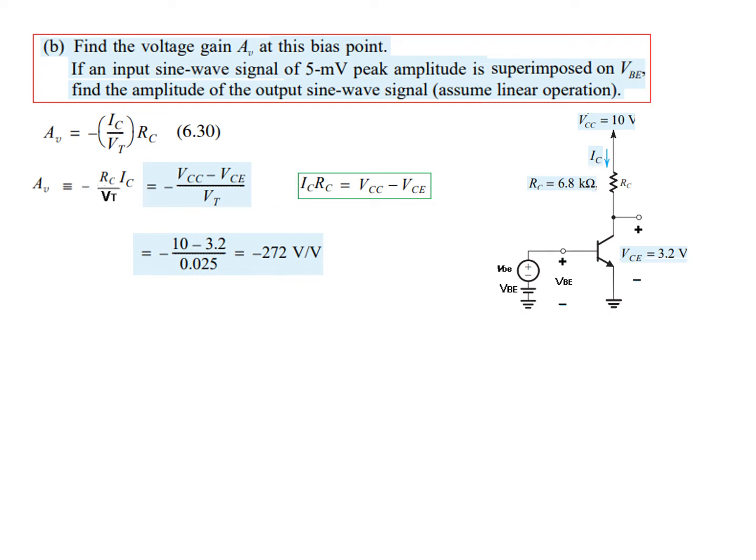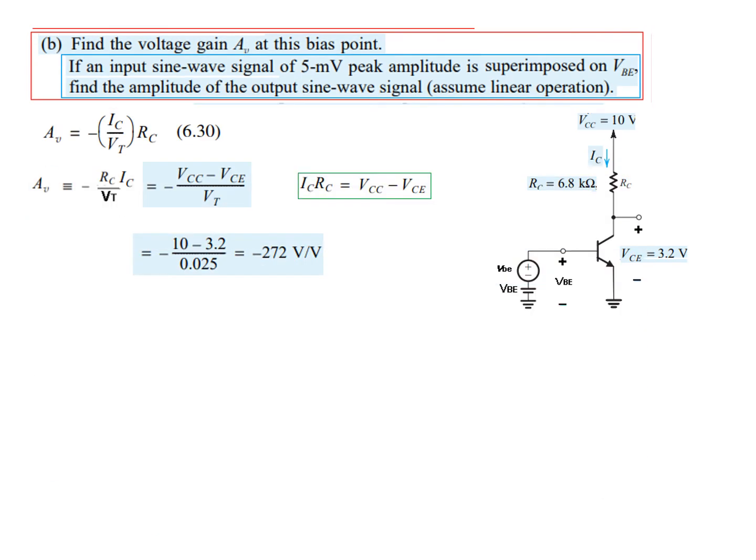But the minus sign actually means that when the input goes positive, the output will go negative, and when the input goes negative, the output will go positive. That means a 180-degree phase shift. Okay, now we'll concentrate on the second part of the question. The input sine wave signal has 5 millivolt peak amplitude and is superimposed on VBE; find the amplitude of the output sine wave signal. So we actually need to find the amplitude of the amplified signal.